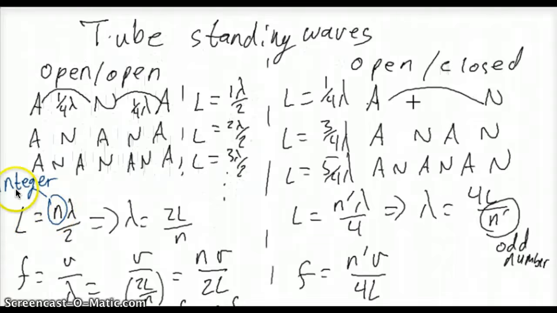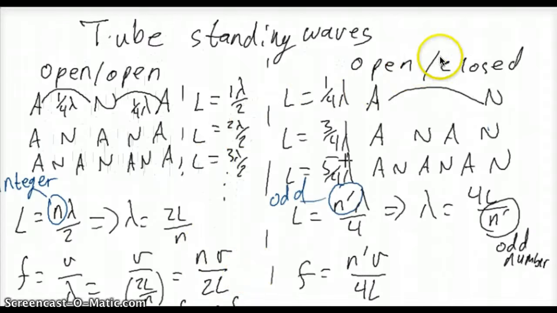Length equals an integer times the wavelength over 2, but we are looking for the wavelength, so we use algebra to do that, and then we get this. But we are also looking for frequencies, and the frequency formula is the speed over the wavelength. And for us right now, the wavelength is 2L over n, so frequency equals the speed over 2L over an integer, which gives us an integer times the speed over 2L.